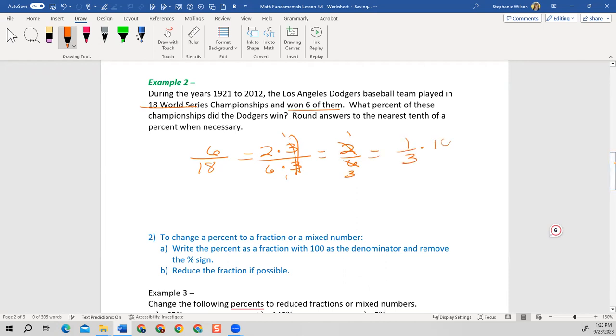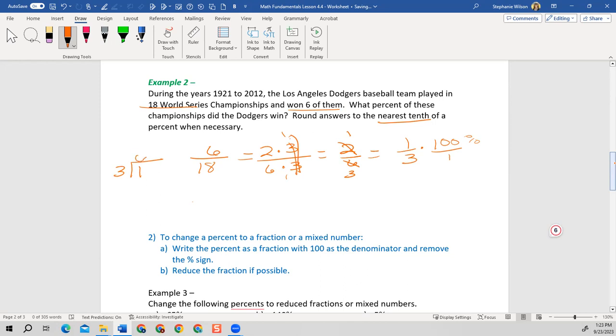Let's multiply it by 100% or put it in decimal form. Either way it goes, we're going to eventually put it in decimal form. So let's go ahead and do that. Again, if you were to use long division, it said round to the nearest tenths. Okay, so let's do that. The top number goes on the inside, the bottom number goes on the outside.